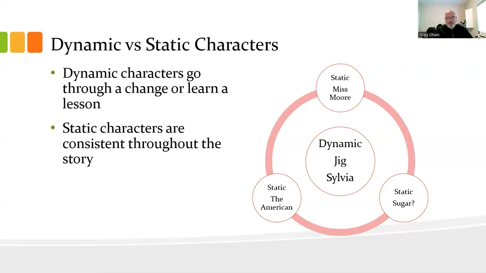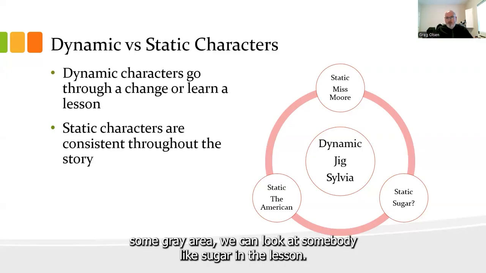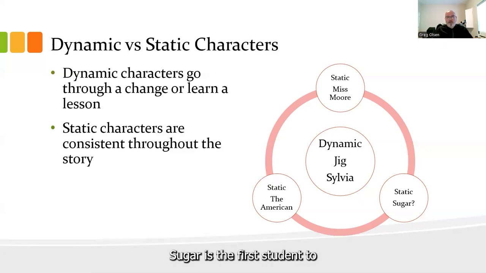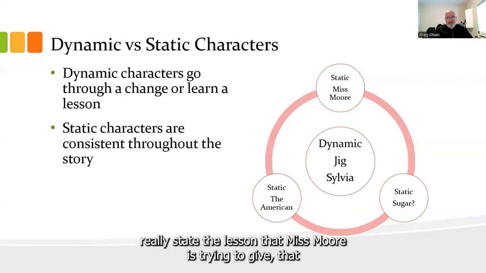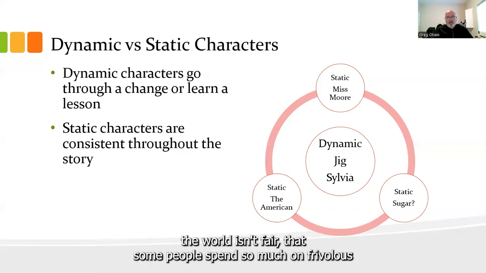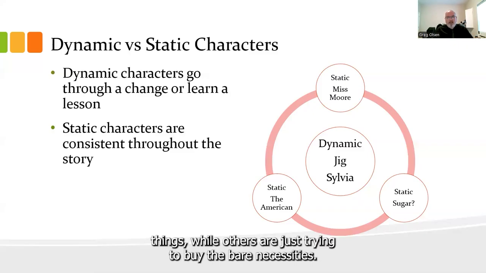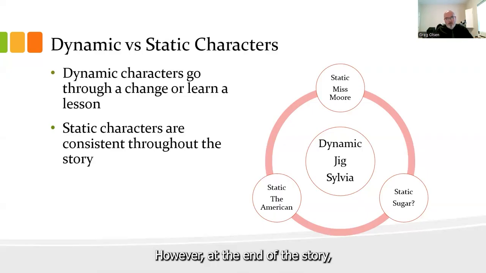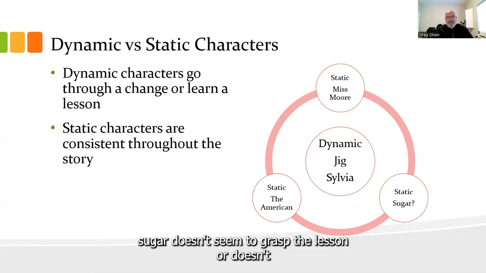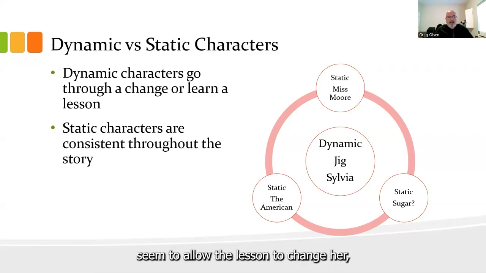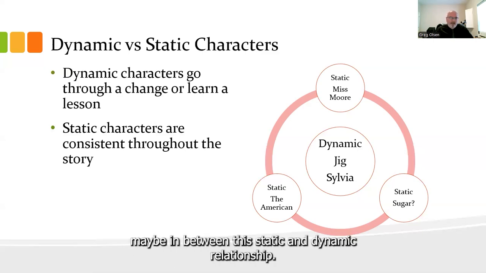He never learns anything. Where we get into some gray area, we can look at somebody like Sugar in The Lesson. Sugar is the first student to really state the lesson that Miss Moore is trying to give, that the world isn't fair, that some people spend so much on frivolous things while others are just trying to buy the bare necessities. However, at the end of the story, Sugar doesn't seem to grasp the lesson or doesn't seem to allow the lesson to change her. And therefore, we could argue that she is maybe in between this static and dynamic relationship.